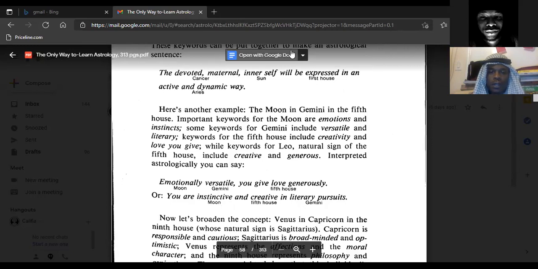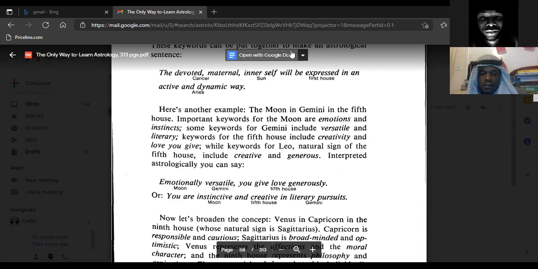Here is another example. The moon in Gemini in the 5th house. Important key words for the moon are emotions and instincts. Some key words for Gemini include versatile and literary. Key words for the 5th house include creativity and love you give, while key words for Leo, natural sign of the 5th house, include creative and generous. Interpreted astrologically, you can say: emotionally versatile, you give love generously. As you can see, moon is underneath emotionally, Gemini underneath versatile, 5th house, you give generously. Or you have instinctive and creative and literary pursuits.